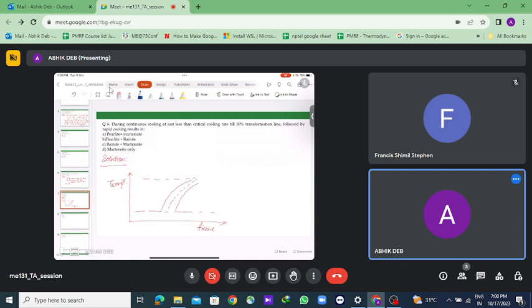So pearlite will not be formed. Bainite will be formed partially, 50% bainite, and then there is rapid cooling, which will result in the formation of martensite. So bainite and martensite will be formed in this case. Okay, so the answer will be C. Is it clear to you?